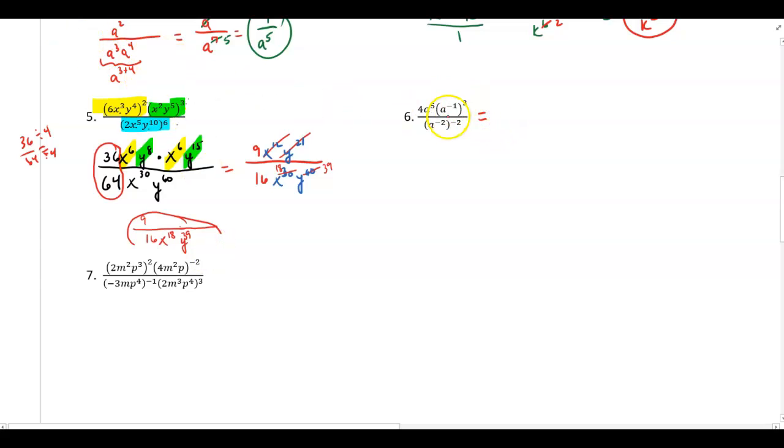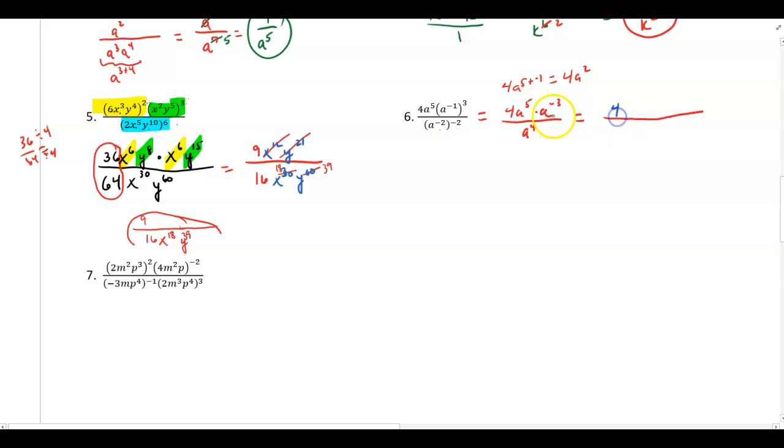Now, this one, 4a to the 5th stays, so 4a to the 5th power. Then I have times a to the negative 1 times 3 would be a to the negative 3. All over a to negative 2 times negative 2 is a to the positive 4. Now, some people will multiply these across and say 4a to the 5 plus negative 3, which is 4a to the 2nd. But I've tried to stay pretty consistent about getting rid of negative exponents.